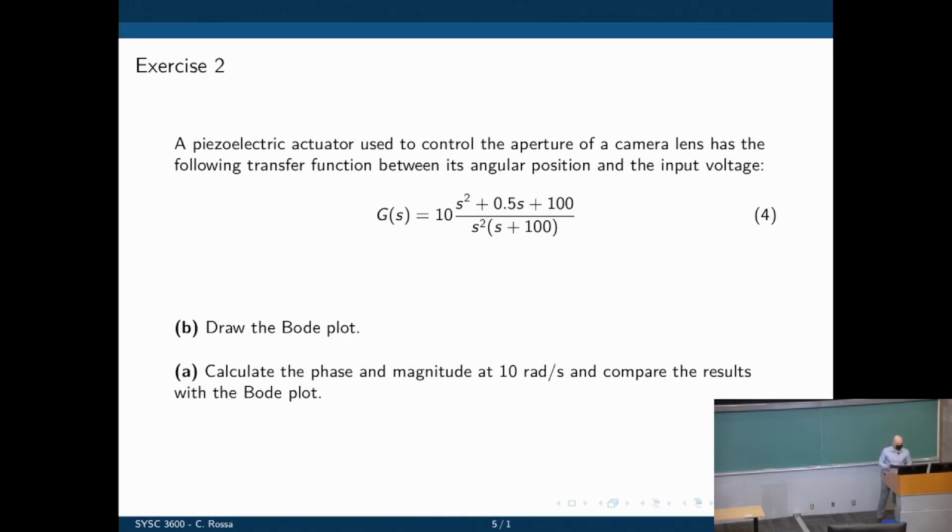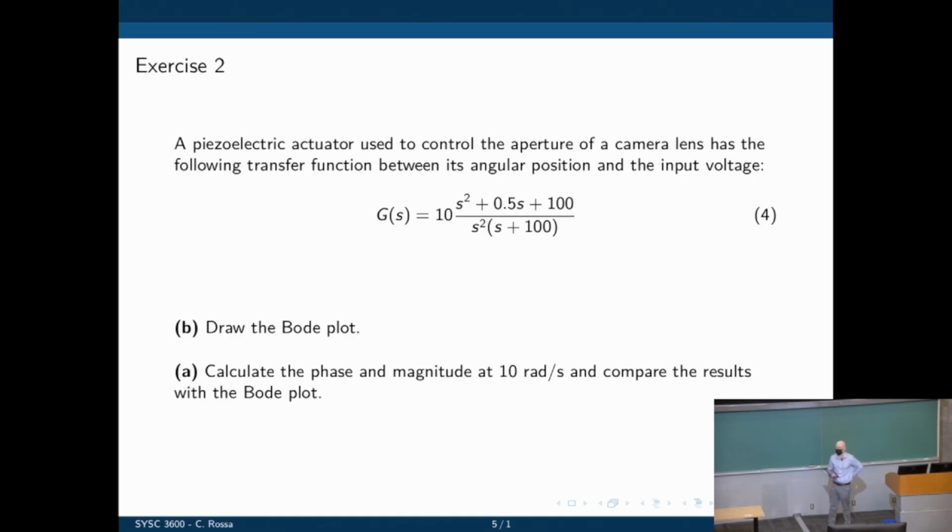Next, we have a piezoelectric actuator used to control the aperture of a camera. It has the following transfer function. Draw the Bode plot, calculate the phase at 10 radians per second, and compare the results with the Bode plot. Now, this is a kind of a weird transfer function for a piezoelectric actuator. It wouldn't look like that at all, but let's assume that it is. Just for the sake of our examples here, let's assume that this is actually what is happening.